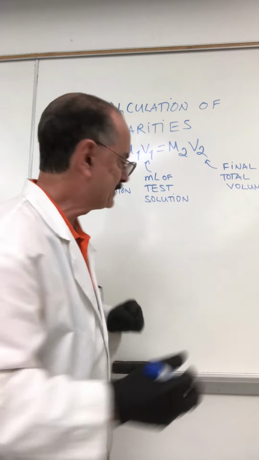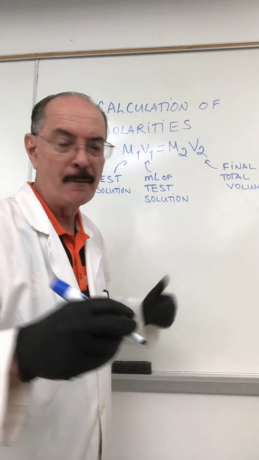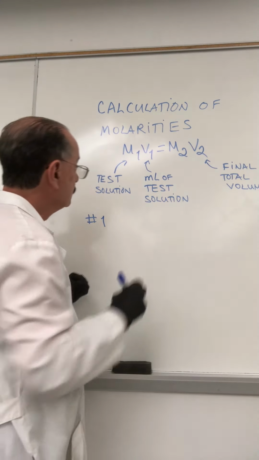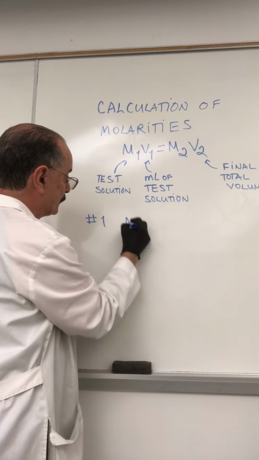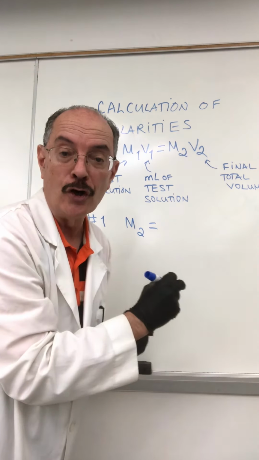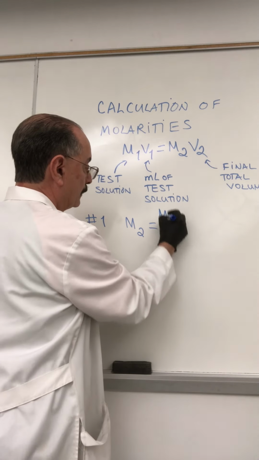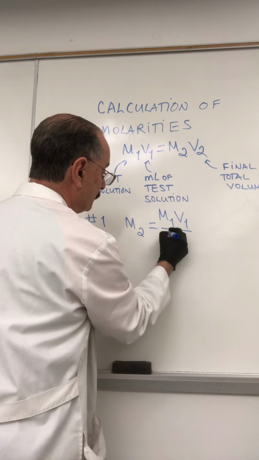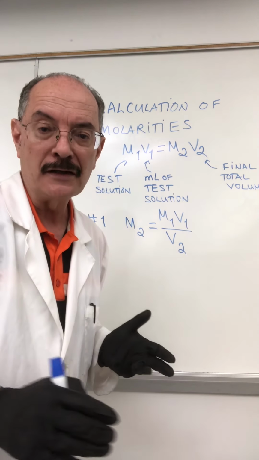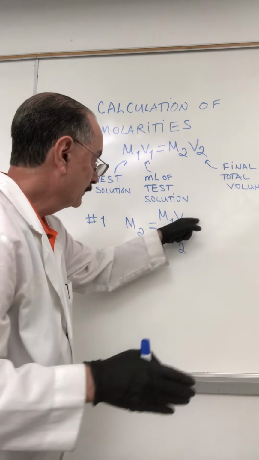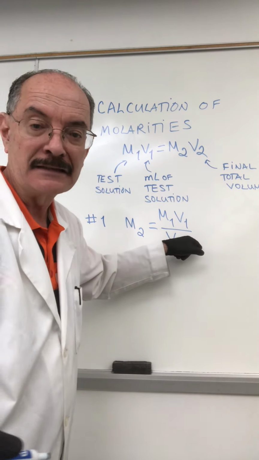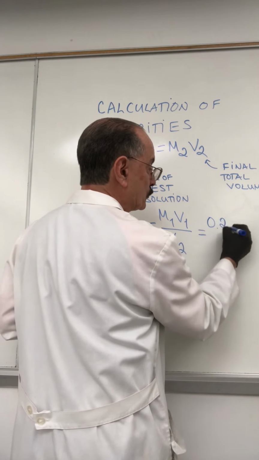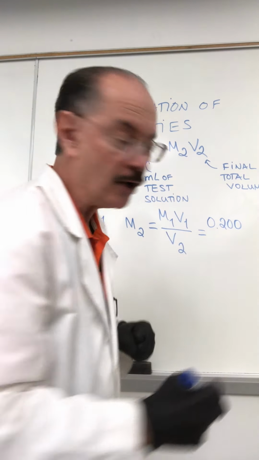So let's do an example for test tube number 1. This is just an example. We're going to rearrange this, so M2, which is our unknown, is M1 times V1 divided by V2. Notice that regardless of the units we use for the volumes, they cancel out, so we can leave it as milliliters. Our test solution is 0.200 molar.